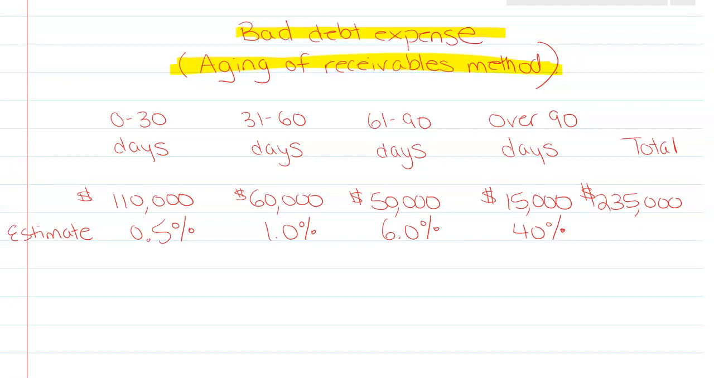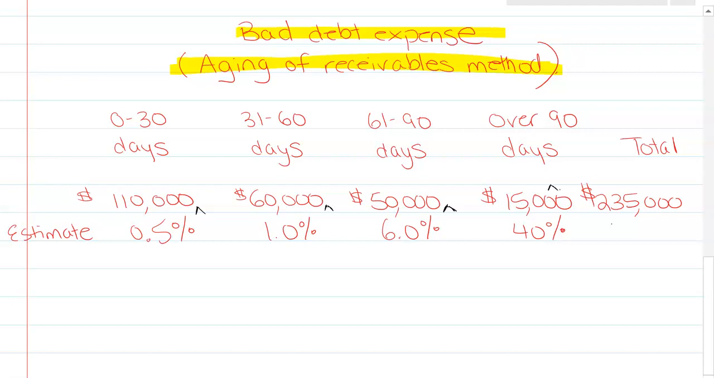If I was to pull a report on my accounts receivable, there's $235,000 that's owed to me from customers. And the report tells me that of that 235, 110,000 is current, so it's only 30 days overdue. Then 31 to 60 days is 60,000, so those are 1 month overdue. Then 61 to 90 days, that's 50,000. And then over 90 days is 15,000.